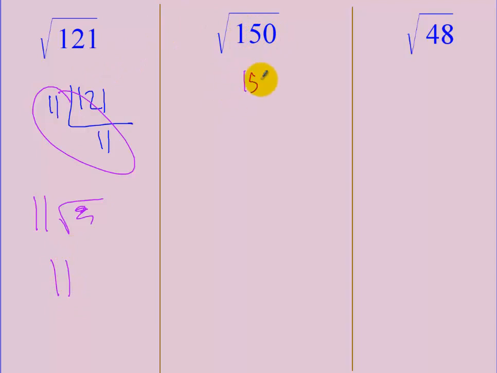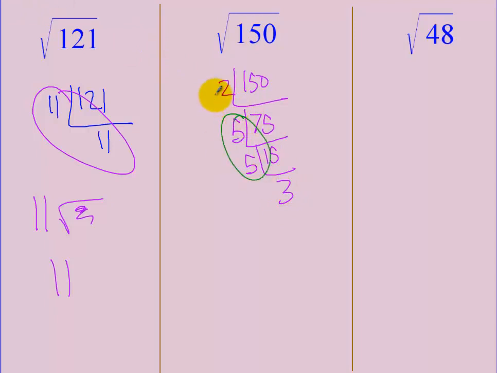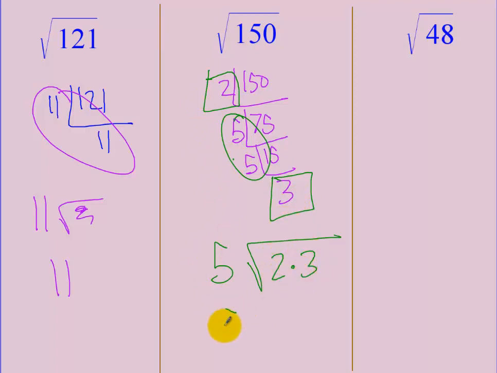For 150, I can divide that by 2, it's even, so it gets down to 75, and then I can divide that by 5 because it ends with a 5, and then I get 15, and I can divide 15 by another 5, and I get 3, and 3 is a prime number. Well, I will circle pairs. I have a pair of 5's, and this 2 doesn't have a friend, and the 3 doesn't have a friend. So what I have outside is a pair of 5's, so that goes to the outside, and I have a 2 times a 3 inside, and 2 times 3 is 6, so 5 radical 6, which matched up with what I said before.